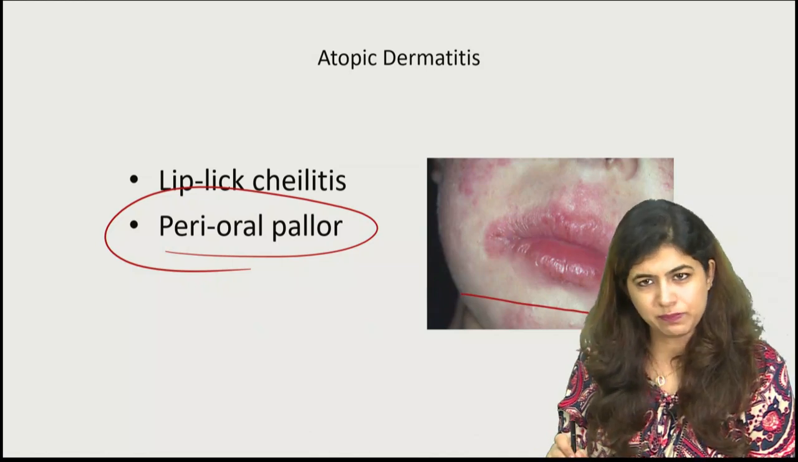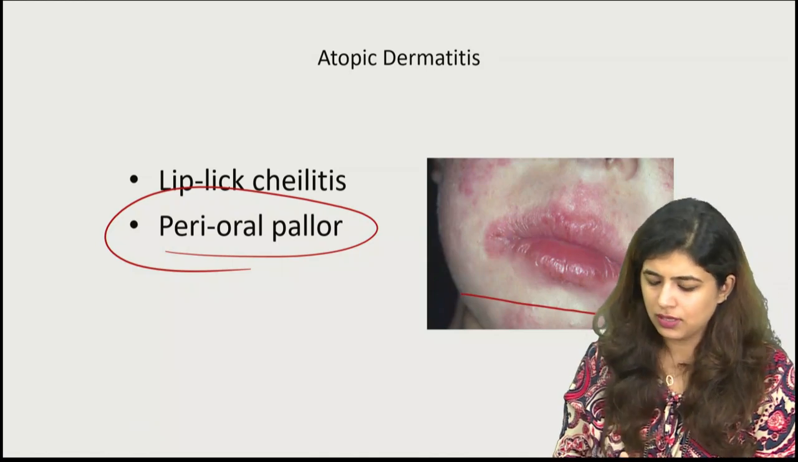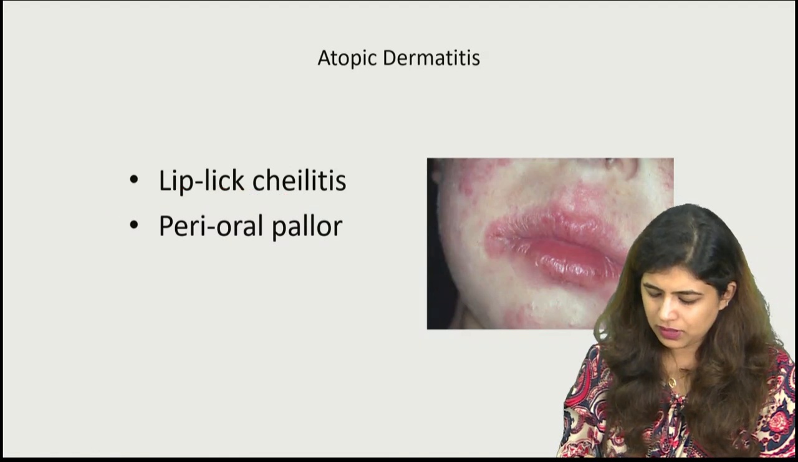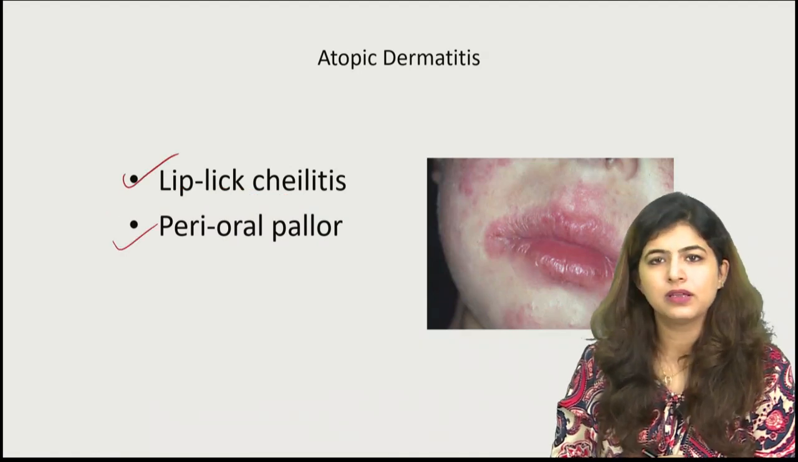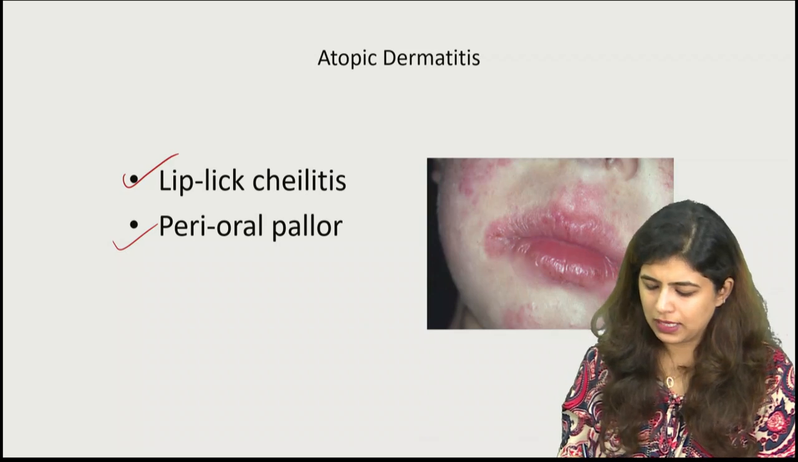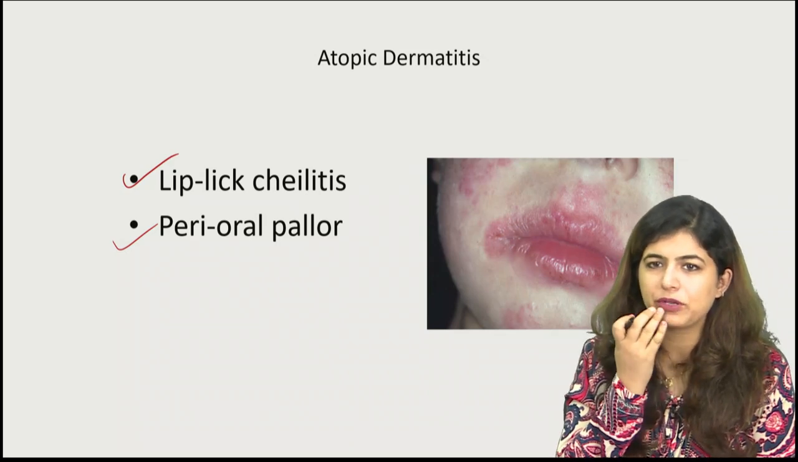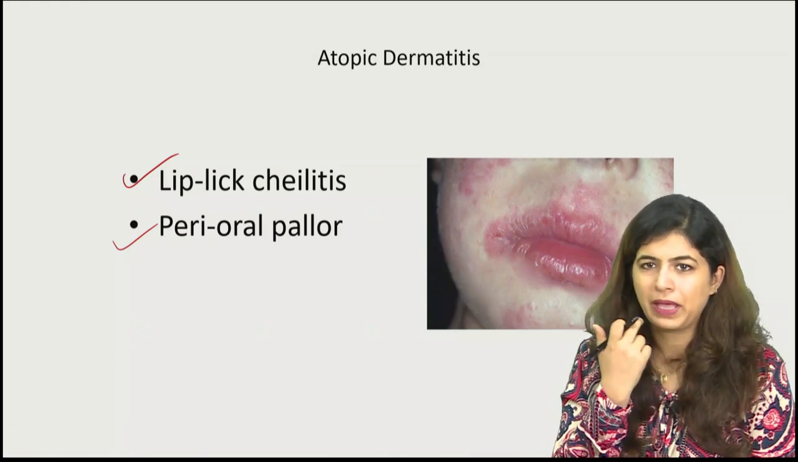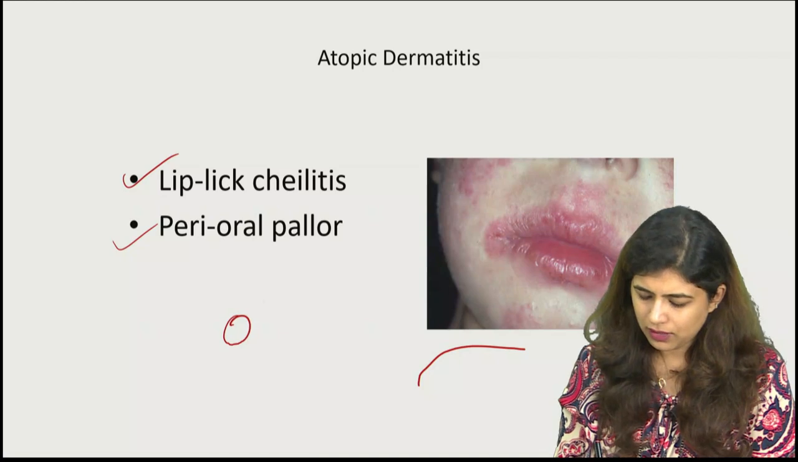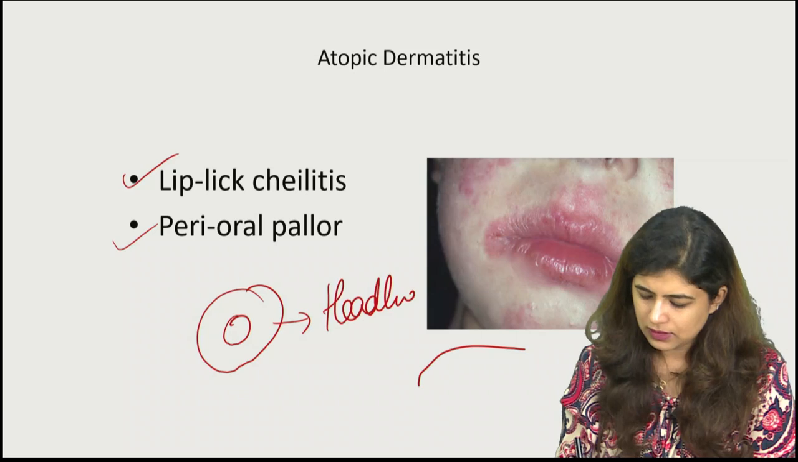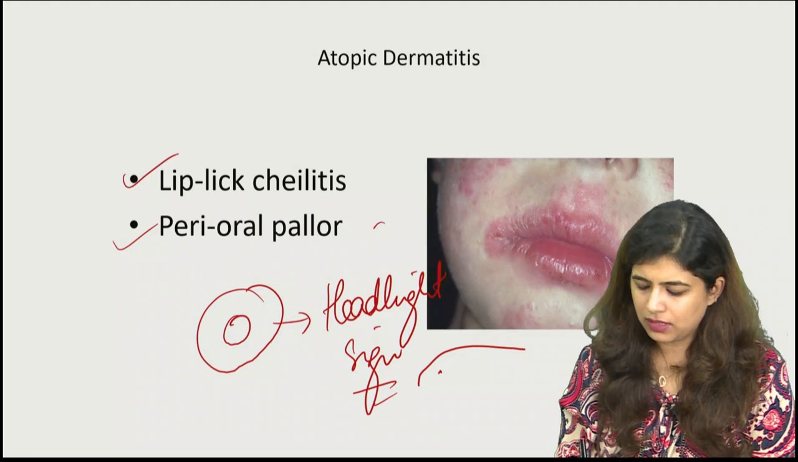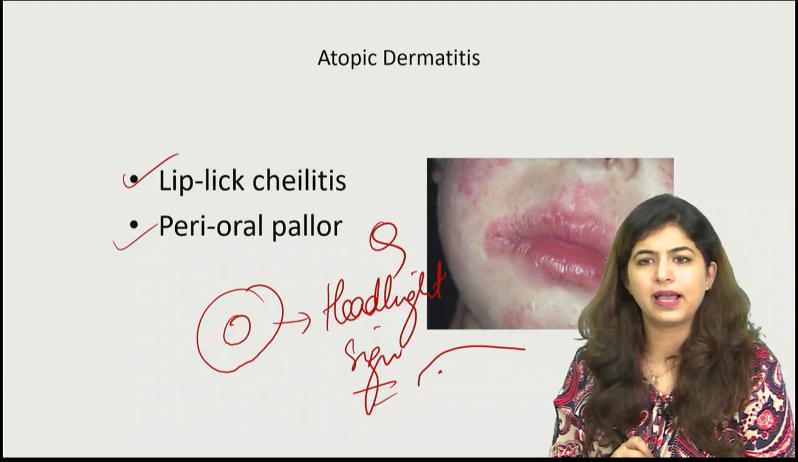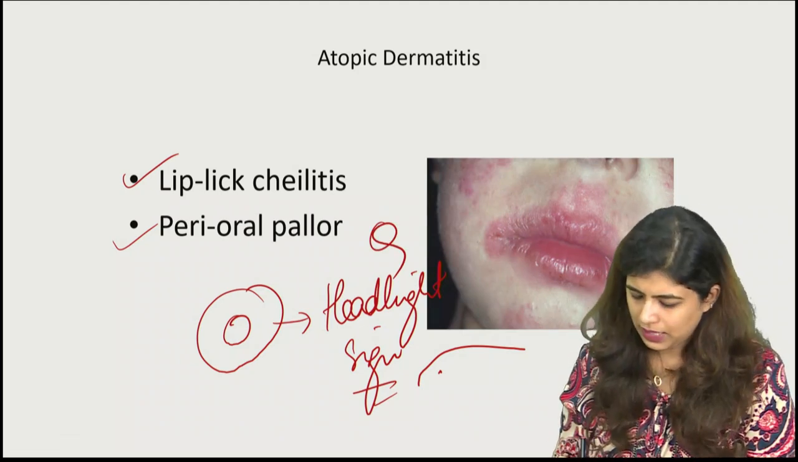When I talk about lips or the perioral region, the two findings that are important are lip licking cheilitis and perioral pallor. Cheilitis is when you see erythema and chapping of the lips due to recurrent licking with saliva, and then you see a perioral pallor. Together, this is also called the headlight sign, which is also an MCQ.